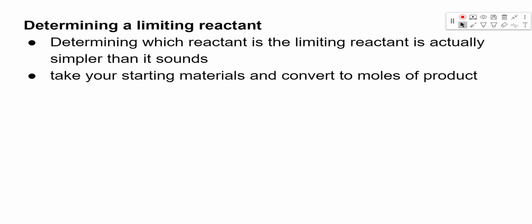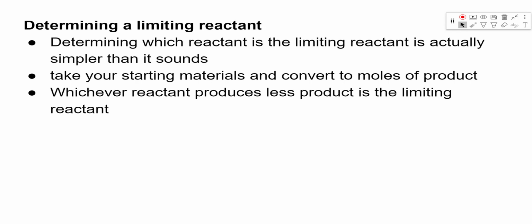If the equation that they give you for the reaction is not balanced, you'll need to balance the equation. But then once you have a balanced equation and starting amounts in moles, it's very easy to use stoichiometry to calculate how many moles of product each reactant is going to produce. Whichever reactant then produces less product would be considered the limiting reactant.